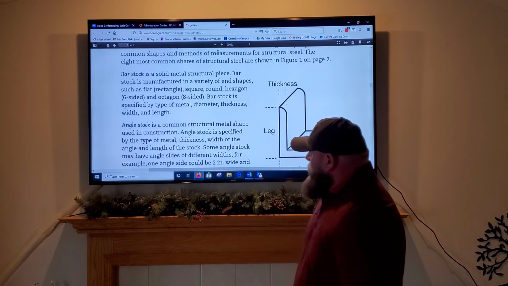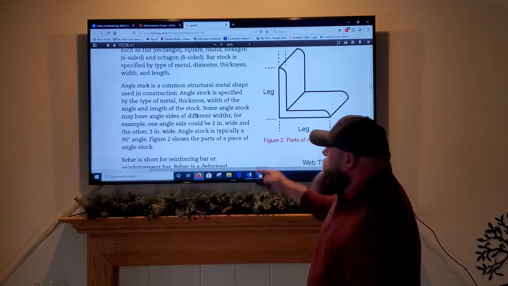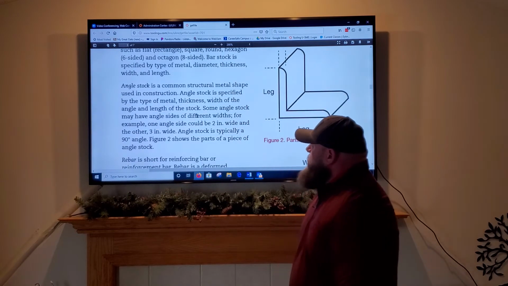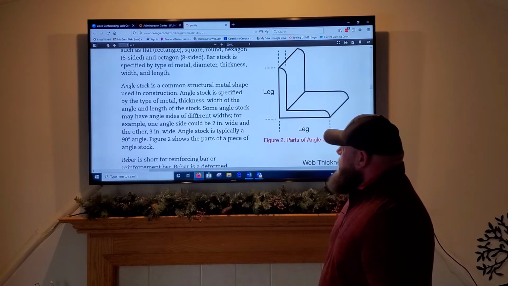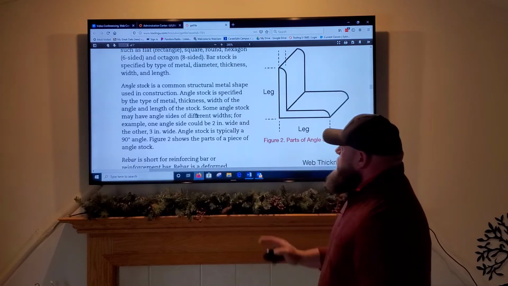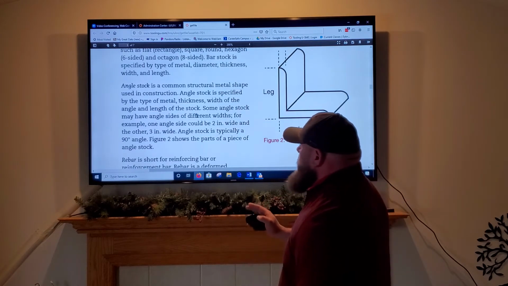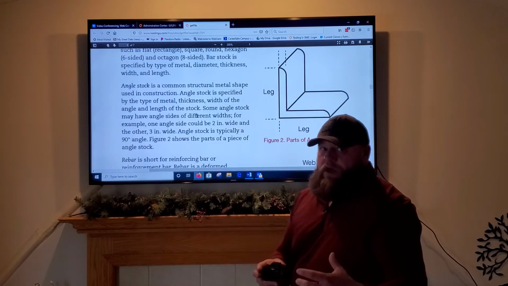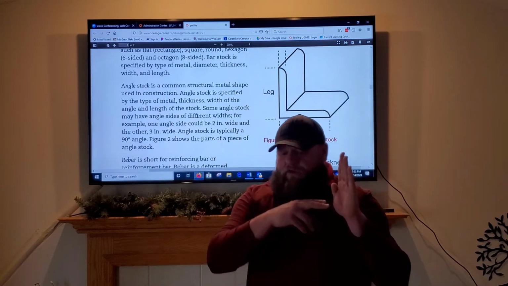Angle stock or angle iron is a common structural metal shape used in construction. Angle stock is specified by the type of metal, the thickness, the width of the angle, and the length of the stock. Some angle stock may have angle sides of different widths. For example, one angle side could be 2 inches and the other 3 inches. So they can have uneven legs, basically. So one side of that angle can be 3 inches tall, the other side 2 inches.